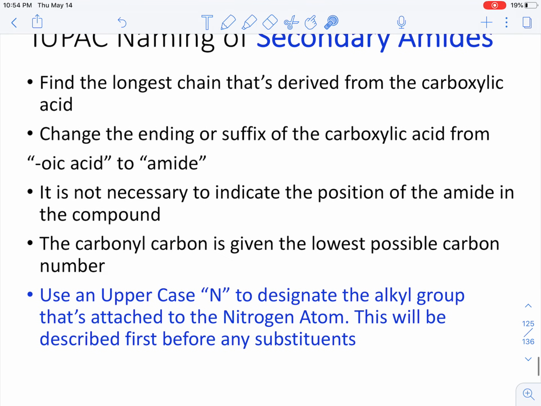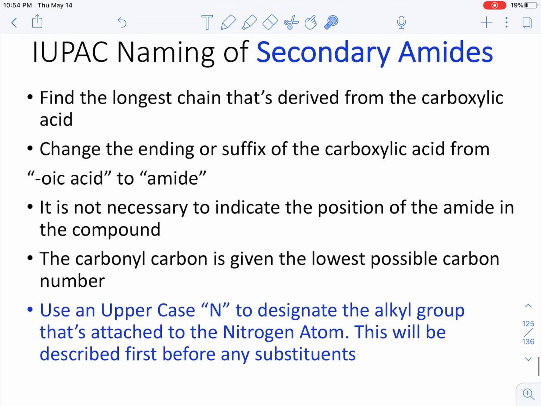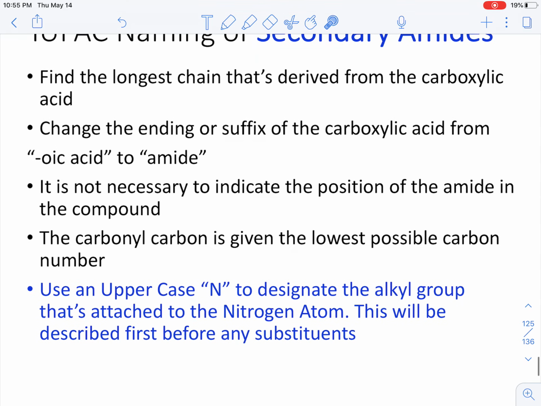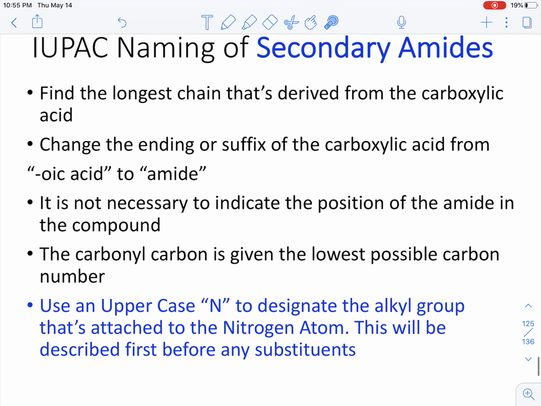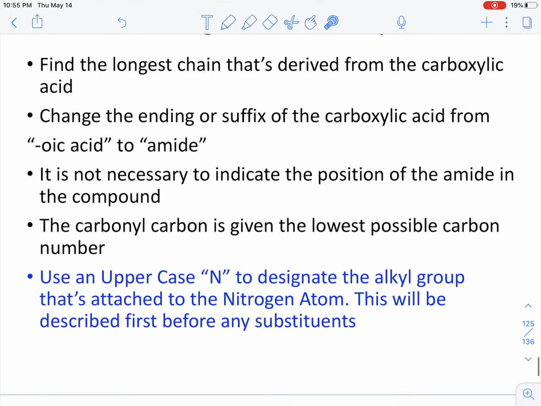And so here for secondary amides, we actually might have to indicate the position of the amide. I think, I can't remember. And so if the secondary amide is on like carbon number 2, then go ahead and include that number in your naming. But if all of the amides are terminal, I think they are, I'm trying to think. Yeah, I think they're all terminal. I could be wrong. Anyways, we'll look at some examples.